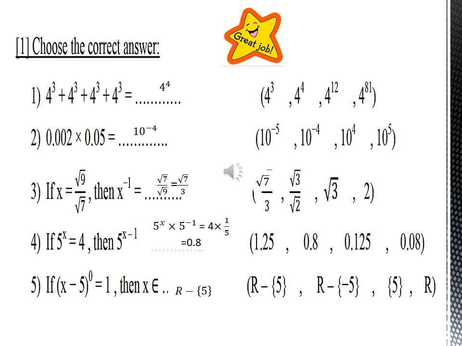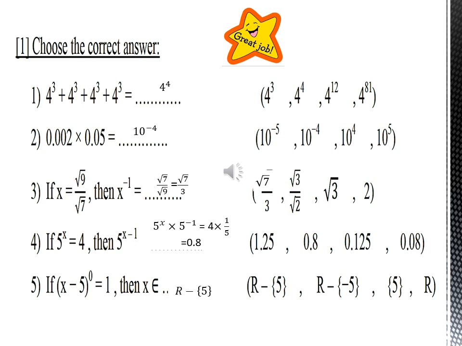And now, if we have x equals square root of 9 over square root of 7, we want to find x to the power negative 1. That means the multiplicative inverse. So it will become square root of 7 over square root of 9, and we know square root of 9 is equal to 3. So the answer will be square root of 7 over 3.